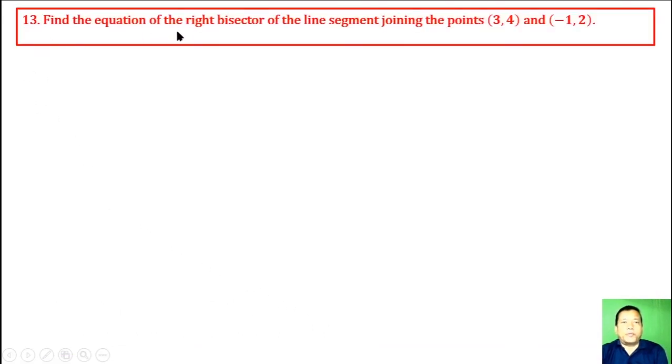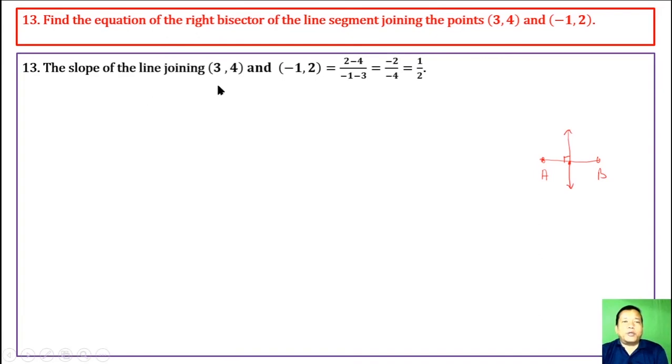Find the equation of the right bisector of the line segment joining the points (3, 4) and (minus 1, 2). Right bisector. Suppose the first point is A and the second is B. A right bisector is a line which divides the segment perpendicularly. Right bisector is this line. The slope of the line joining (3, 4) and (minus 1, 2) is y2 minus y1 divided by x2 minus x1, which gives this, whose value is half.